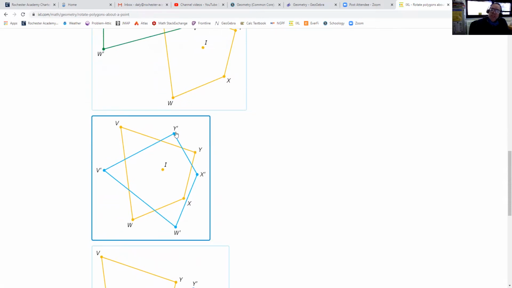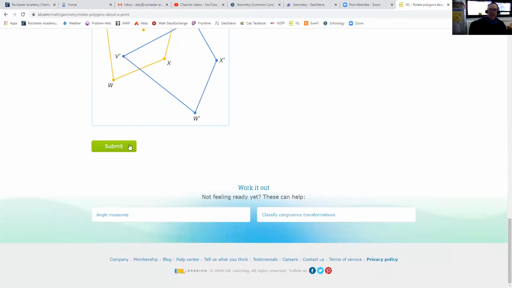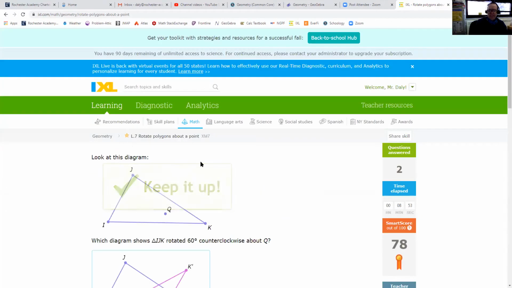But notice again that just looking for Y and Y prime is enough of a hint that I could see that's a 45-degree angle. Again, if I held a pencil up to the screen from I to Y and then swept it from I to Y prime, I'm going to see that looks like a 45-degree counterclockwise angle. And I could see the same thing going from V to V prime, from W to W prime, and from X to X prime. And if I submit this, keep it up.